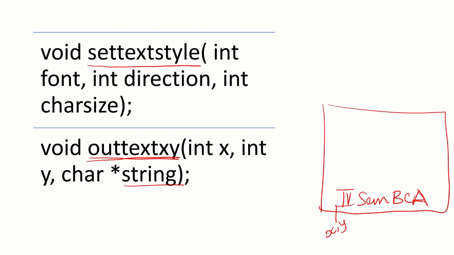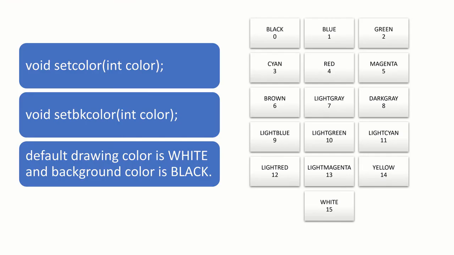Otherwise, you can use set text style with font. It supports 5-6 fonts that you can check in your help, or you can just use some integer 0, 1, 2, 3, and direction. It can be either horizontal or vertical. So you can say 0, 1, and then this is the character size. These are set text style and out text xy.